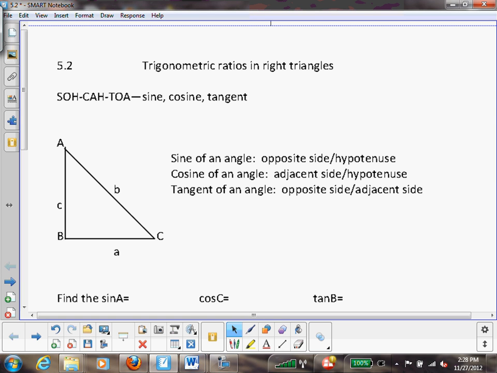Okay, so sine, cosine, and tangent. We learned those last year in Algebra 2. We remember that sine is the opposite side to the hypotenuse. Cosine is adjacent side to the hypotenuse, and the tangent is opposite to adjacent.